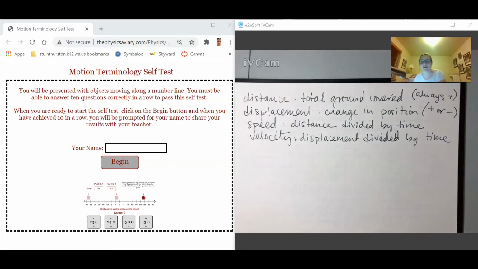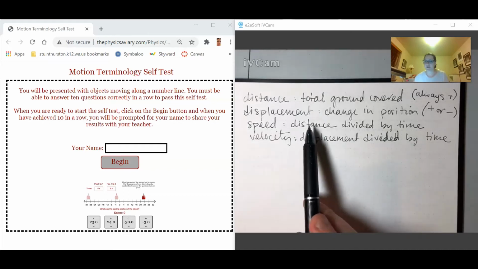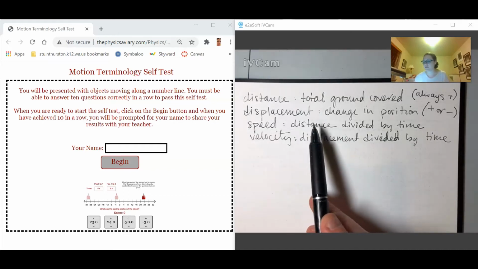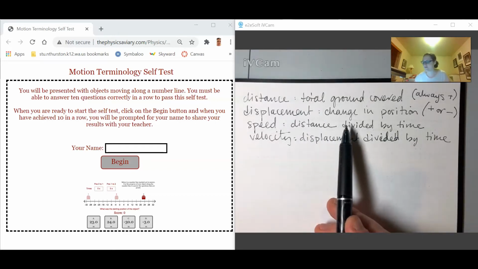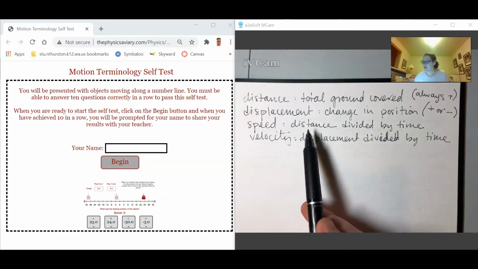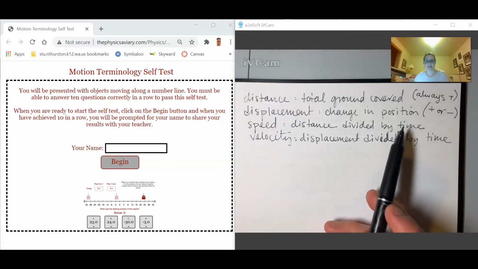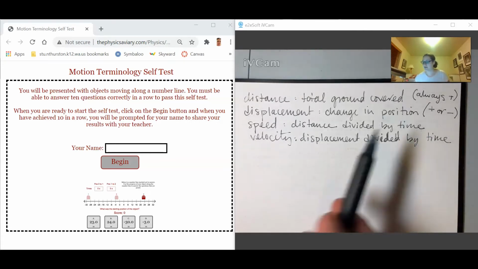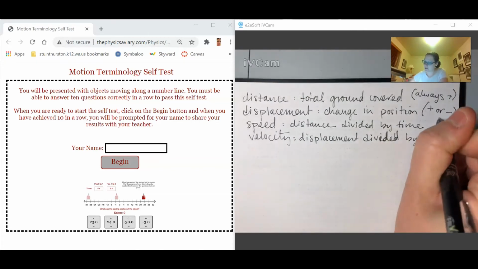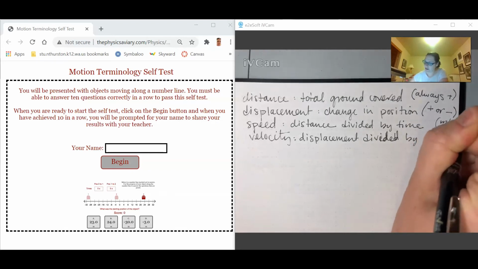Displacement divided by time. So somebody who runs the 400-meter race might have an incredibly high speed. If they run that 400-meter race in 60 seconds, good job. So they've got 400 meters as their distance divided by 60 seconds of time. That's going to give you their speed in meters per second.